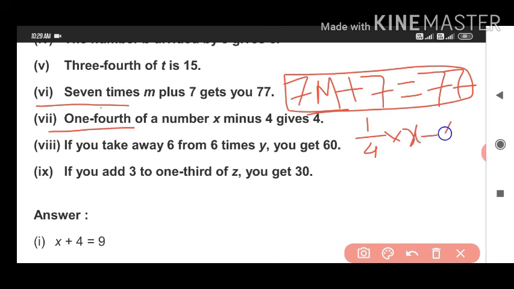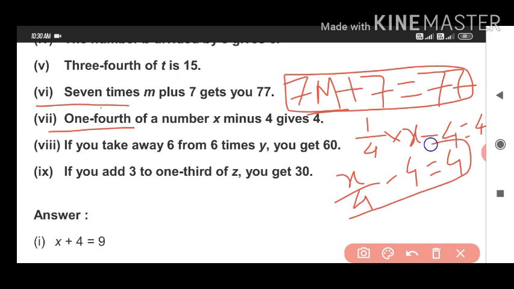Then minus 4 gives 4. Now 1 into x is x. You can write simply x upon 4 minus 4 is equal to 4. So this is the required equation for this statement.